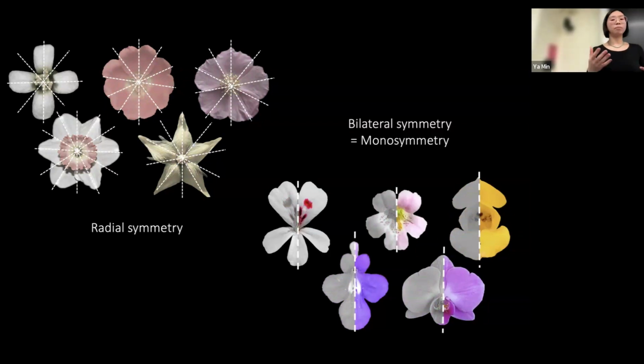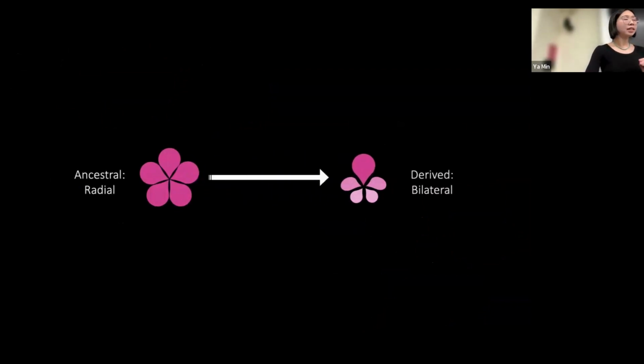They are also named monosymmetric because of one plane of symmetry. And today I will be using those two phrases interchangeably. From an evolutionary perspective, the ancestors of all the flowering plants and of all the major lineages are predicted to produce radially symmetric flowers. That means monosymmetry is a derived state.